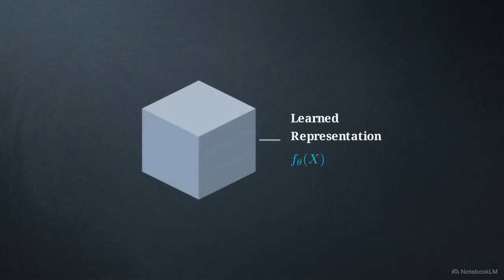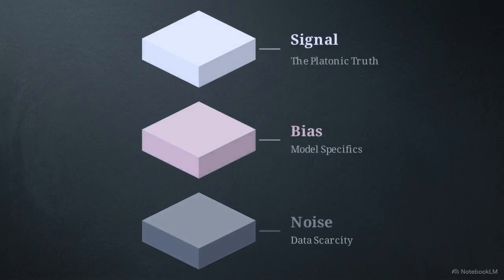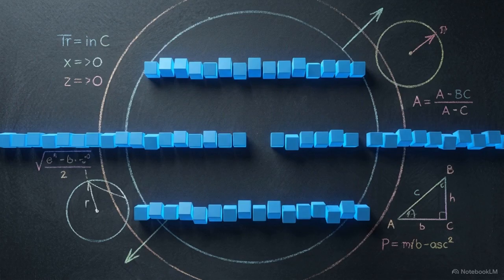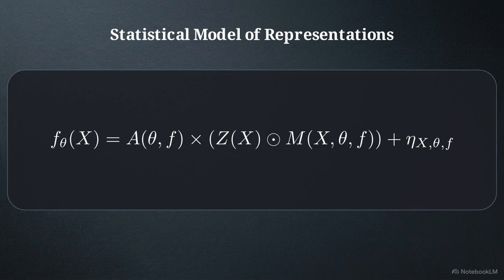To understand AI convergence, we must decompose these representations into a strict statistical equation. This framework proposes that any learned representation consists of exactly 3 measurable components. This is the master equation that formalizes the hypothesis.